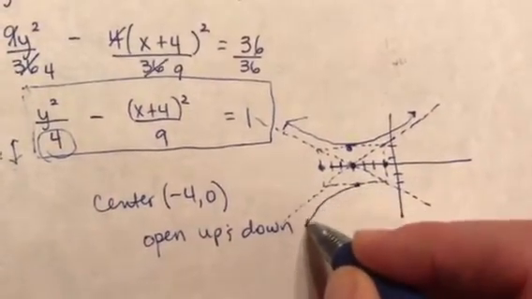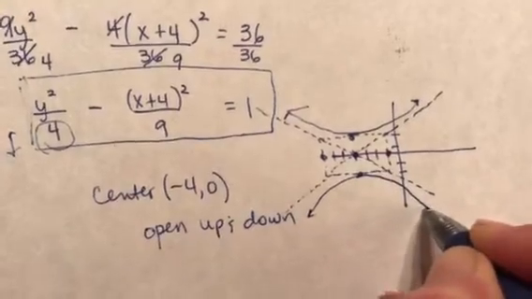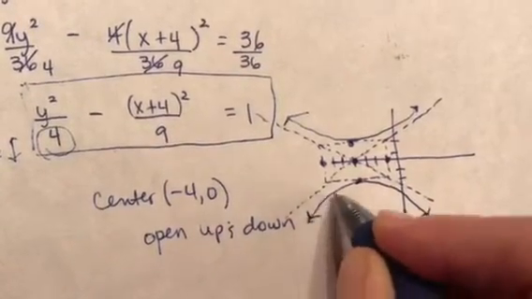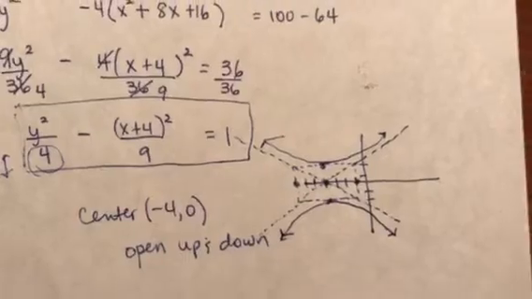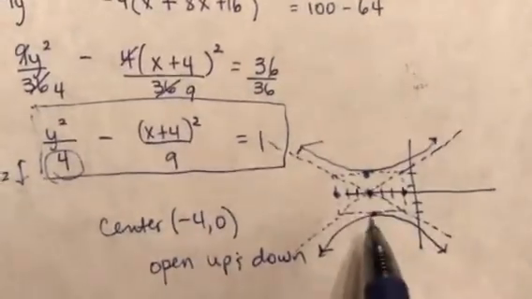And I am looking through my phone, so it does make me a little shaky. And remember, it needs to approach or get close to your asymptotes, but it will never touch them. So it's going to look something like this. So here are your vertices right here.